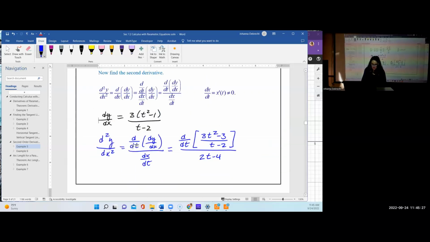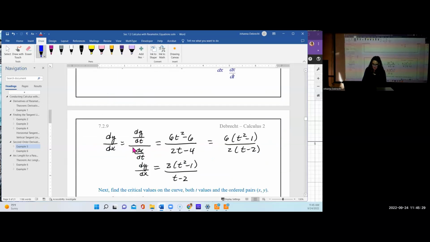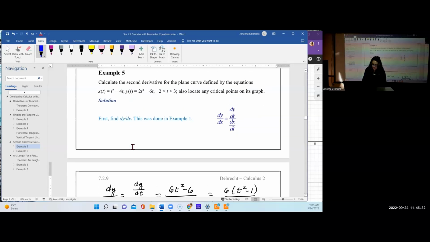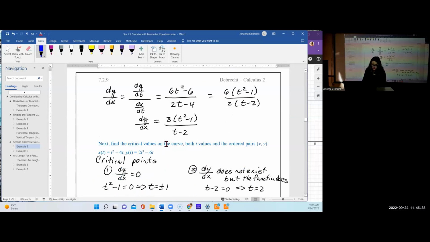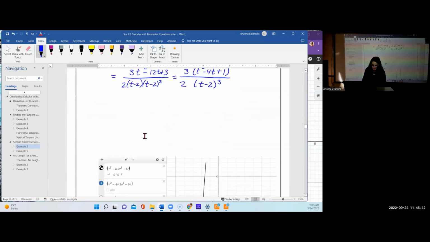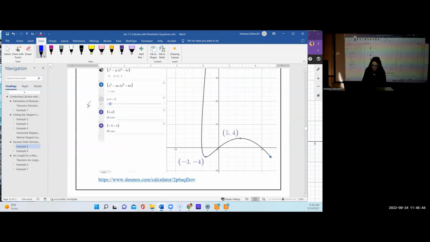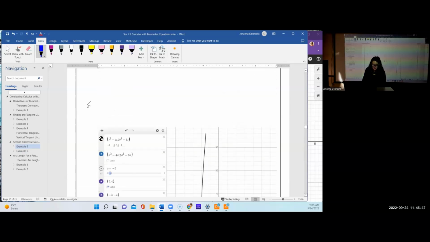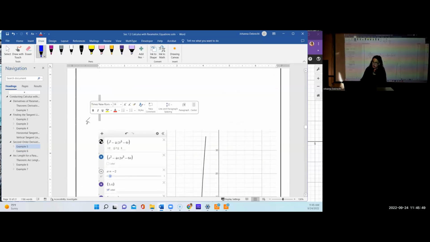So let's go back. Now that we've done all this work, we've kind of forgotten what we were supposed to be finding. Okay, so it says calculate the second derivative and locate any critical points on its graph. Okay, we've done that pretty much. So we can see that we've got all the critical points evaluated. And now what we want to do is look and see what it looks like on the graph.